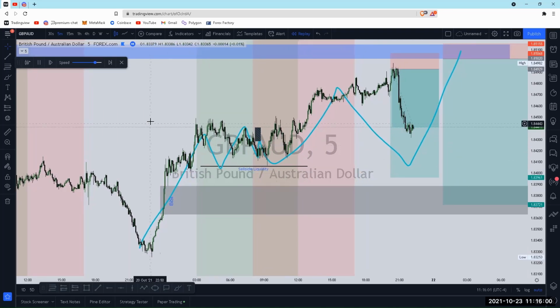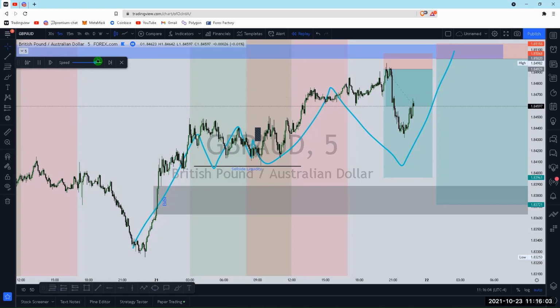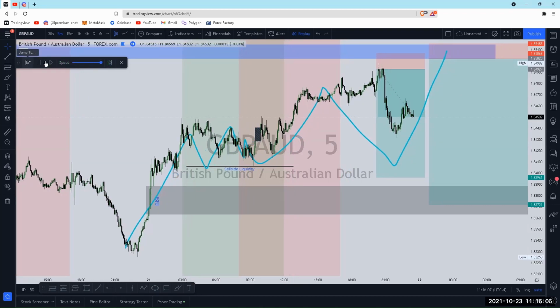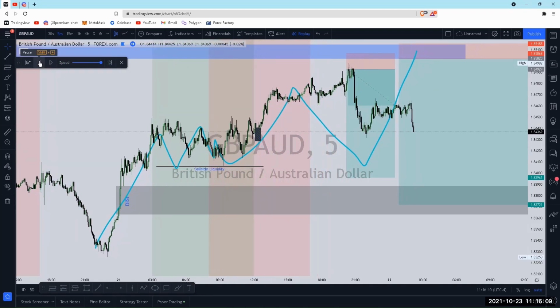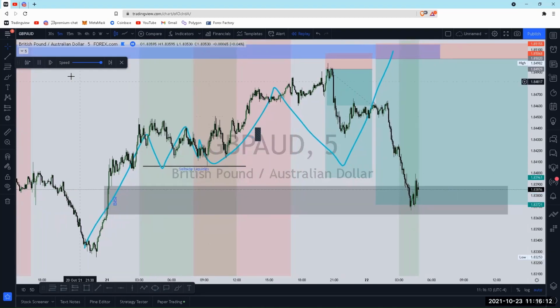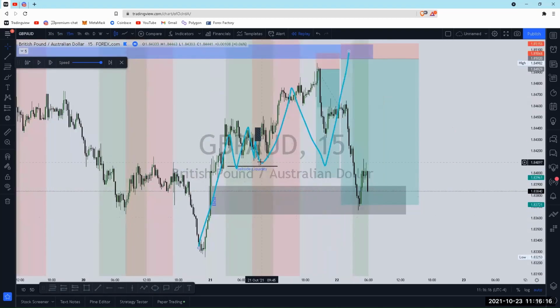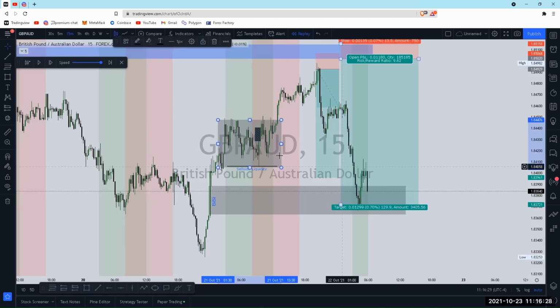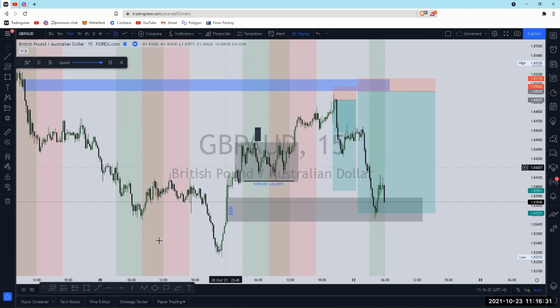Let me speed this up. All right, so boom, here we are. Price takes out the liquidity that is resting here in this area. It's basically a consolidation or accumulation, whatever you want to call it. There is money being generated on both sides of this area right here. So that is an area to target.